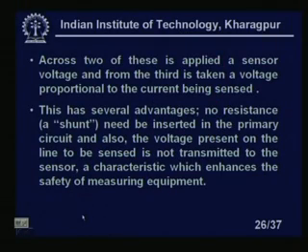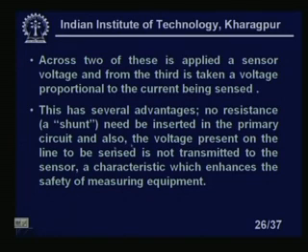So these are the several advantages. No resistance or shunt needs to be inserted in the primary circuit, and also the voltage present on the line to be sensed is not transmitted to the sensor, a characteristic which enhances the safety of the measuring equipment. That is the most important thing. You see what I am saying.